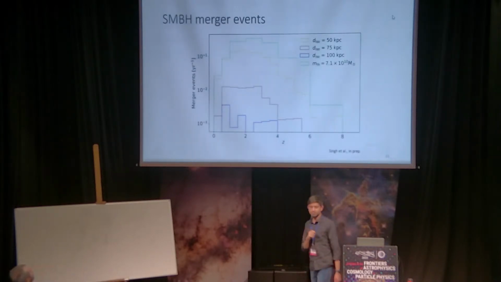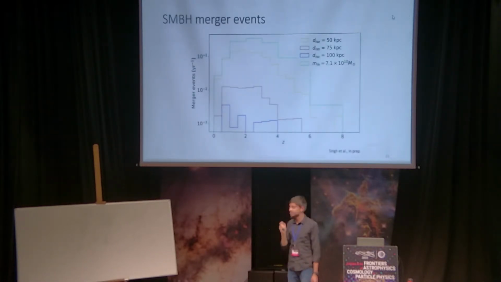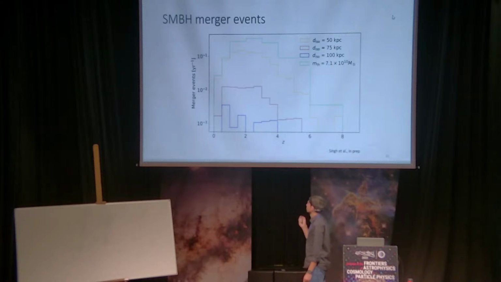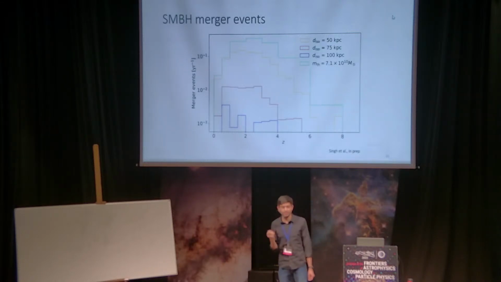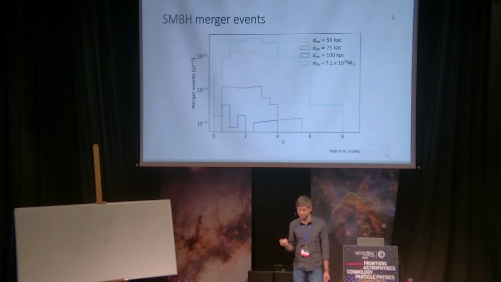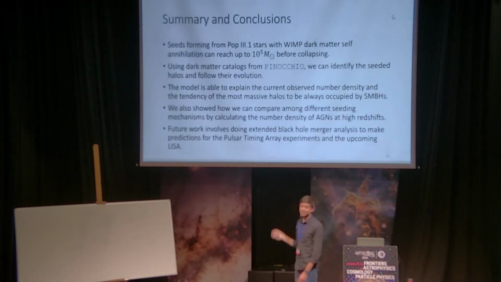Finally, we can also calculate the merger event rate, and this could be used for predicting the upcoming PTA experiments such as NANOGrav or the upcoming LISA. We can estimate the merger event rate per year. Probably the LISA people won't be very happy with the merger rate because it's quite low, but it is what it is. So I'll leave it with my summary and conclusions.